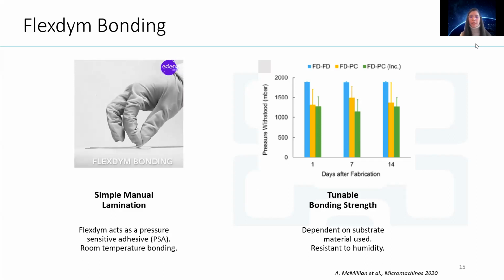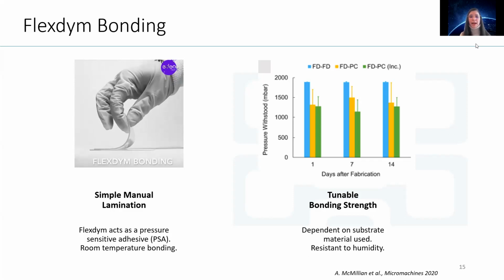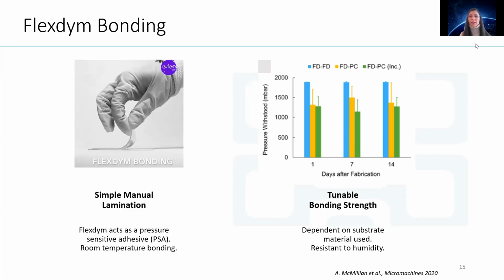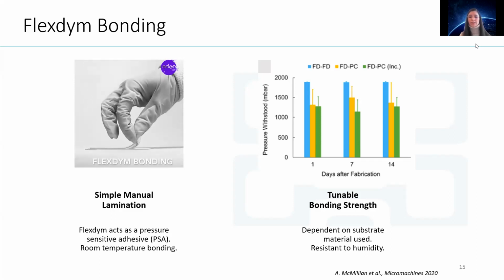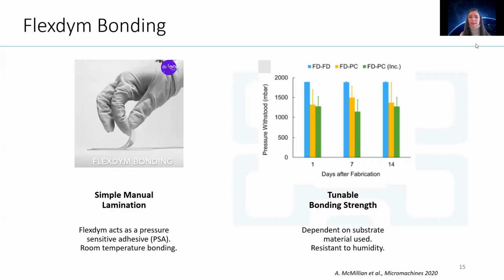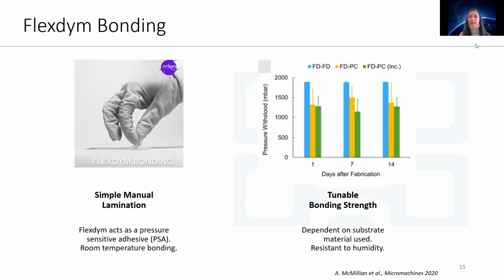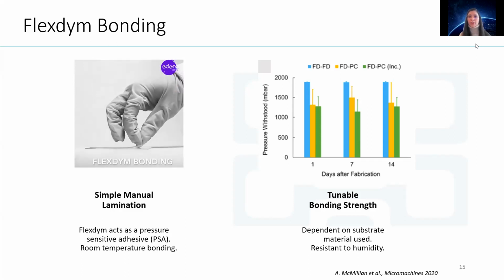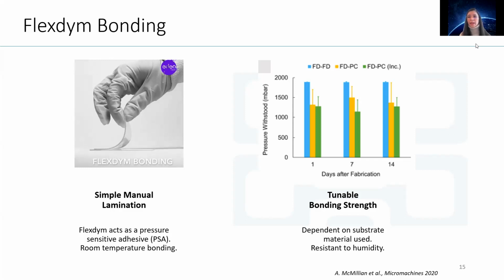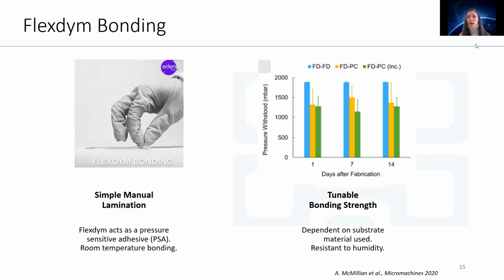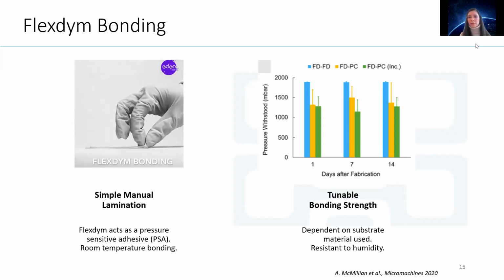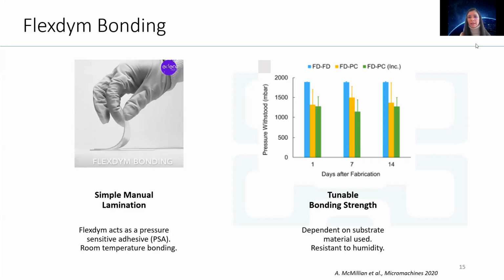But what is really key to understand here is that Flexdym acts as a pressure sensitive adhesive. So you just need to provide this conformal contact and this homogeneous contact throughout the entire surface of the Flexdym sheet with the selected substrate. And if you are, for example, functionalizing your devices, the Flexdym bonding can occur at room temperature. Now, this will take an overnight process, but you have the option of doing this room temperature bonding procedure or accelerating the process by adding heat.